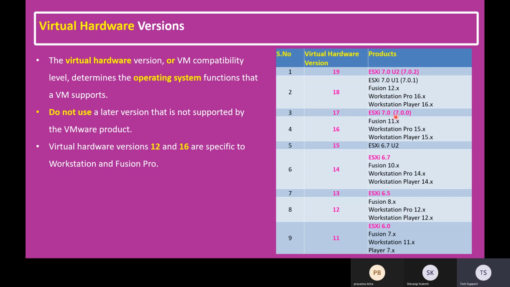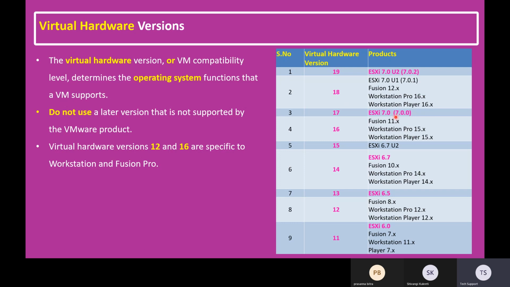Okay, but in that scenario, once it is upgraded to the latest version, if you still want to downgrade, the only option is to convert the virtual machine using V2V conversion. We call it V2V. V2V means virtual machine to virtual machine conversion using the VMware Converter tool.